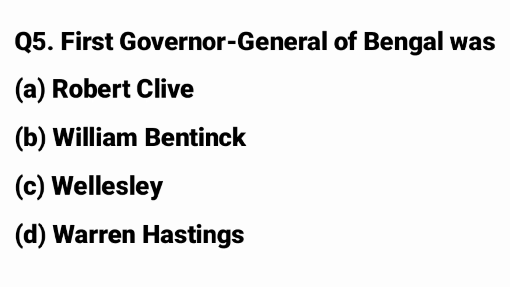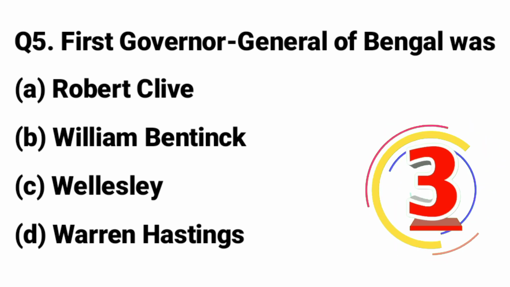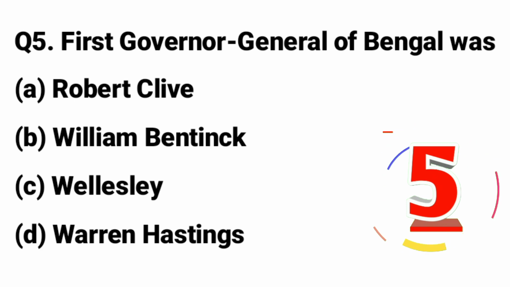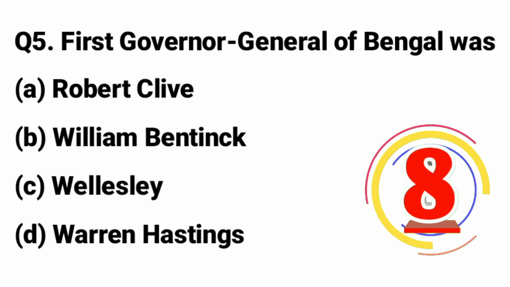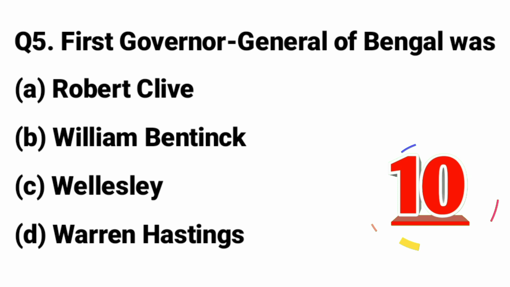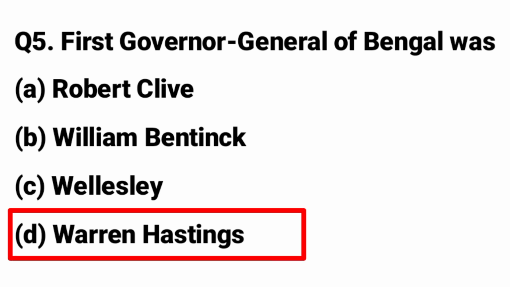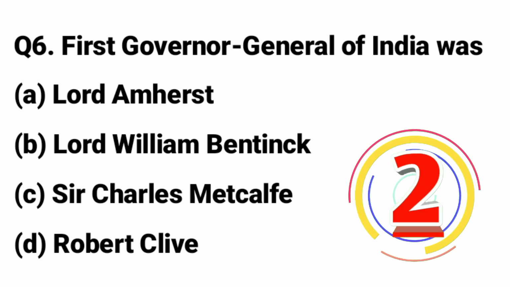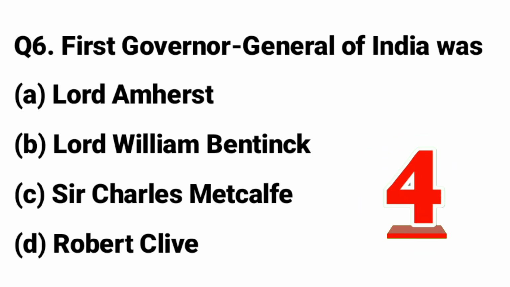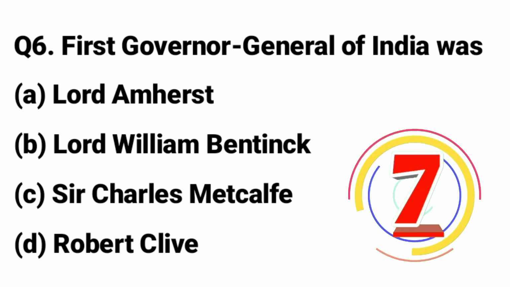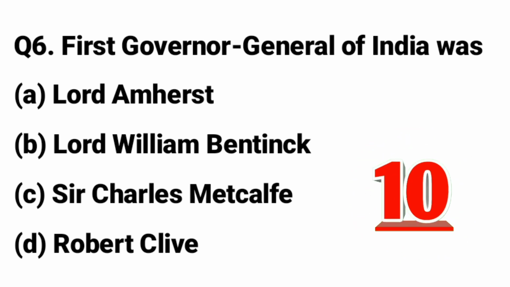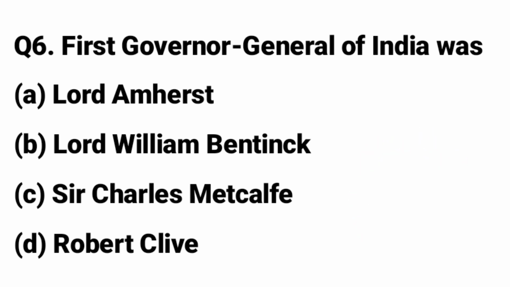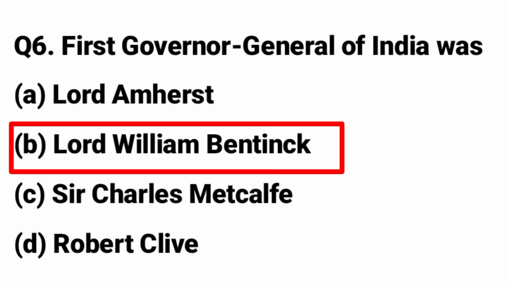Question number 5. First Governor General of Bengal was? The correct answer is D. Warren Hastings. Question number 6. First Governor General of India was? The correct answer is B. Lord William Bentinck.